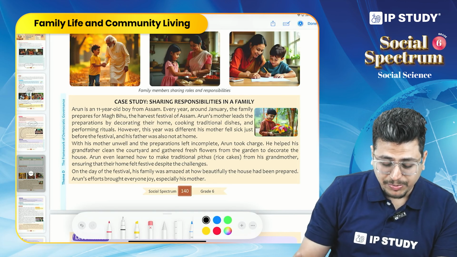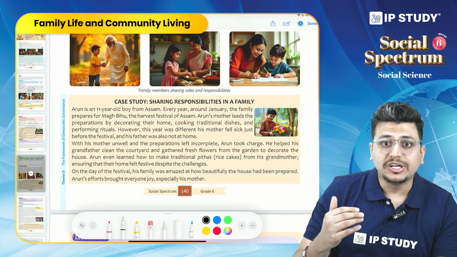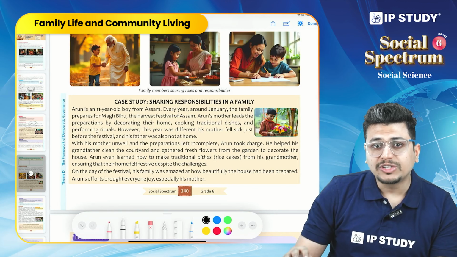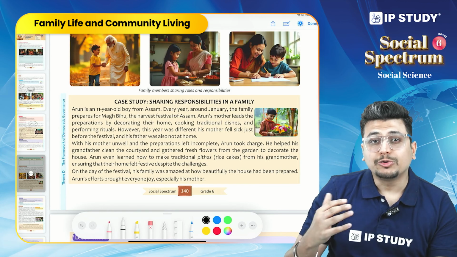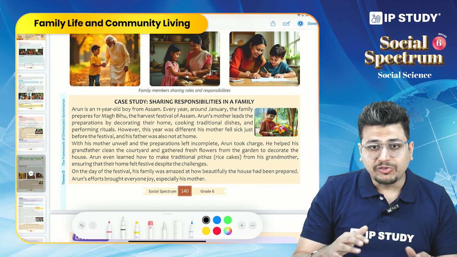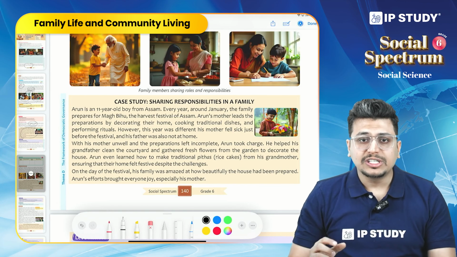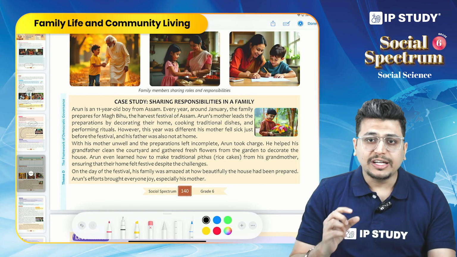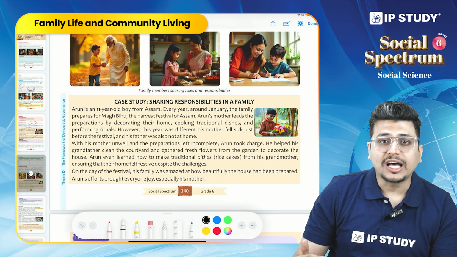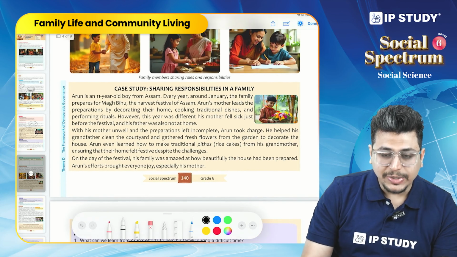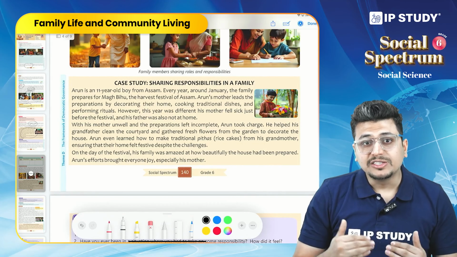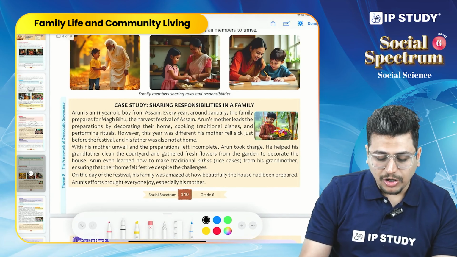So they have this Bihu festival in Assam where they have to take care of the house, clean the house, decorate it and perform some kind of ceremonies. So that little boy actually takes charge because his mother is ill, his father is not in the town. So he's helping those family members by being responsible. So this is how we all do that, right?